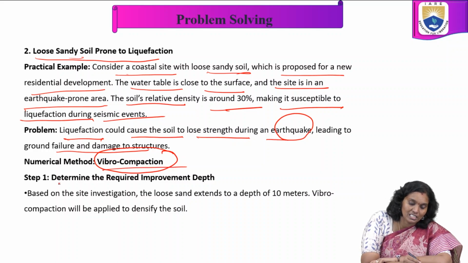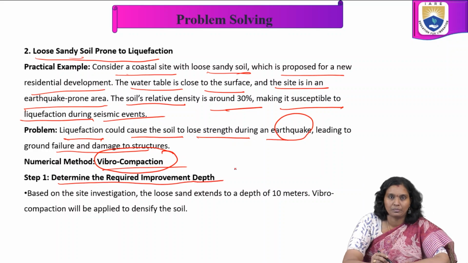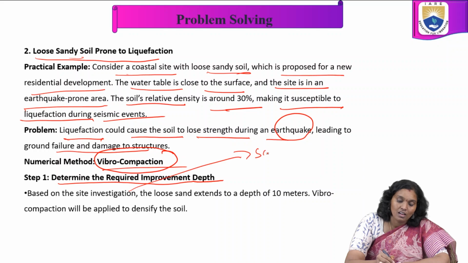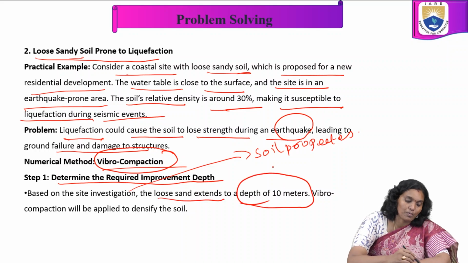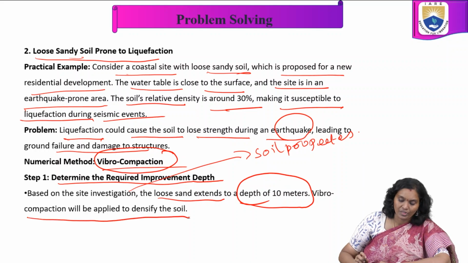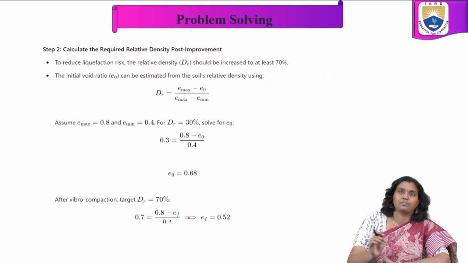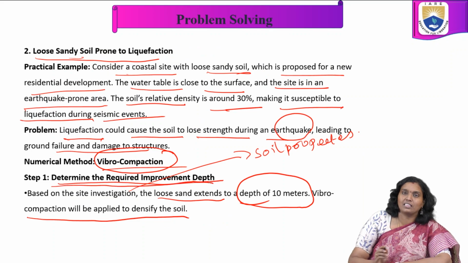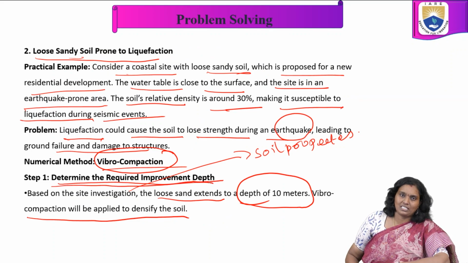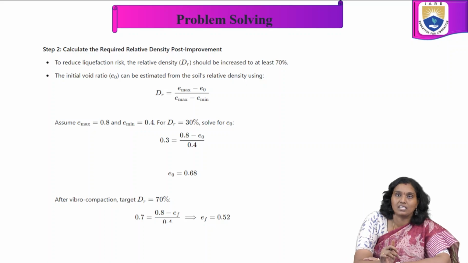Here step 1 is to determine the required improvement depth. Based on the site investigations, once we understand the soil properties and their numerical values, we understand this loose sand extends up to a depth of 10 meters. This vibro compaction will be applied to densify the soil. Here the first step involves understanding how much depth improvement is required based on the soil investigation.